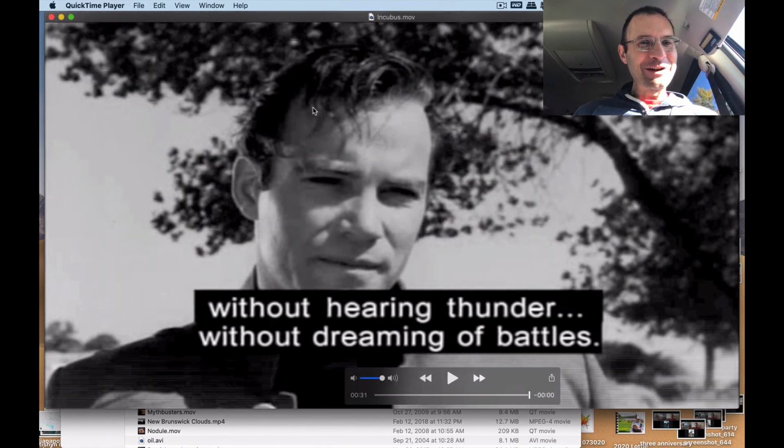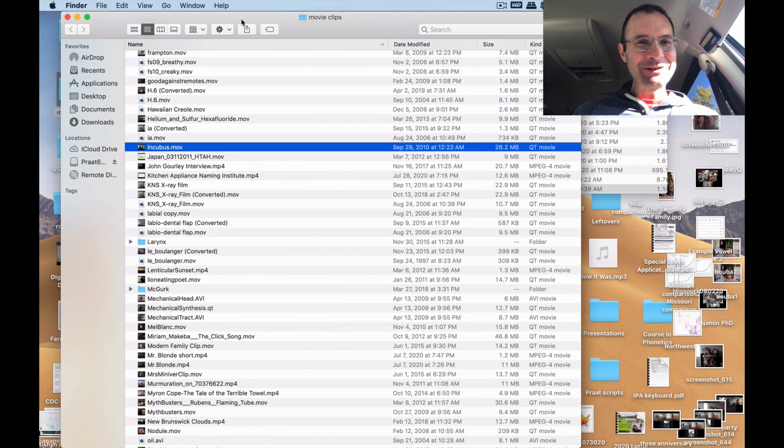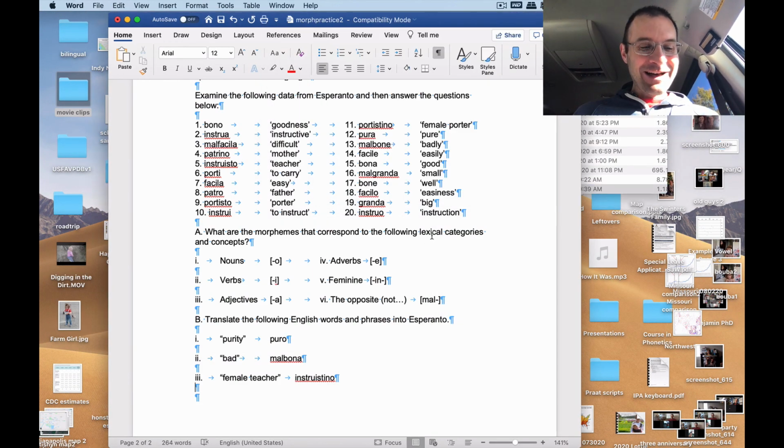All right, so I'm going to leave it at that. You don't need to nasalize vowels in Esperanto, but I guess you can if you want to. If you're William Shatner, you can get away with whatever.